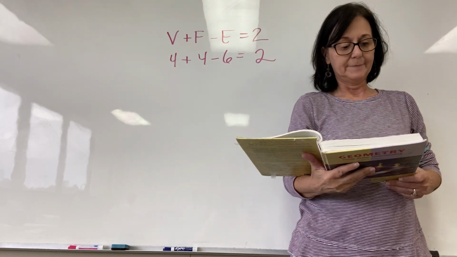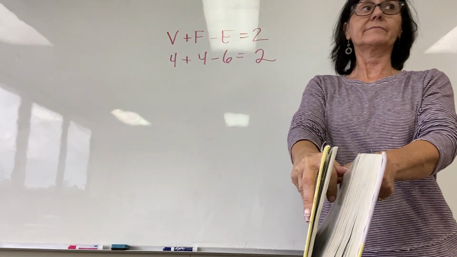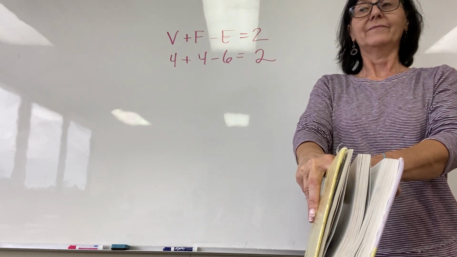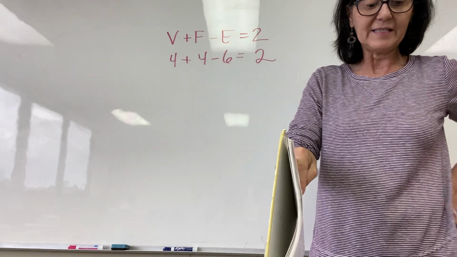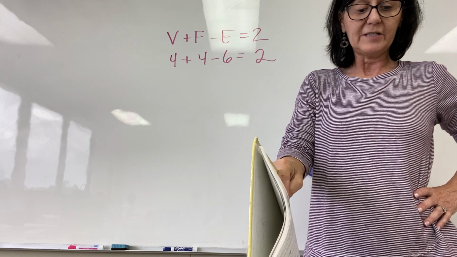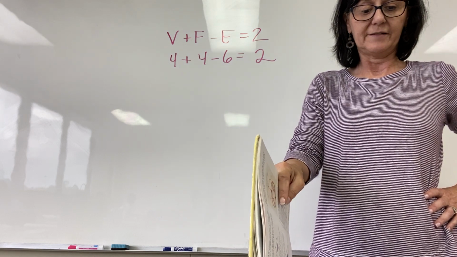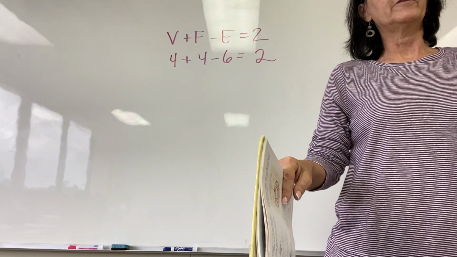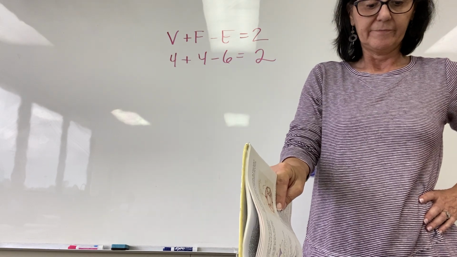A cube. Typically when you think of cube, you think of what? A square. You think of a square, right? How many faces does a cube have? 6. How many vertices? It has 8. Edges? 12. 4 on the bottom, 4 on the top, 4 in the middle. The cube is the easiest.